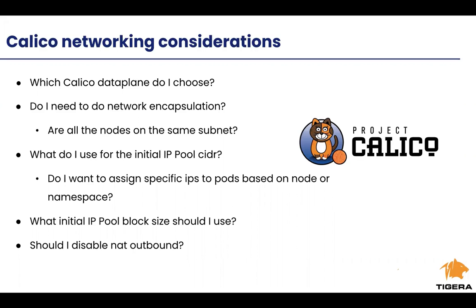The eBPF data plane has some other functionality that might be of interest. It makes it a lot easier to see the source IP of clients, and it enables things like direct server return. It's also just higher throughput, with less CPU utilization.